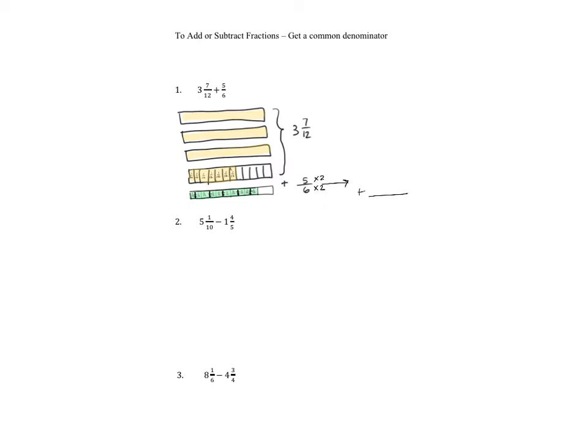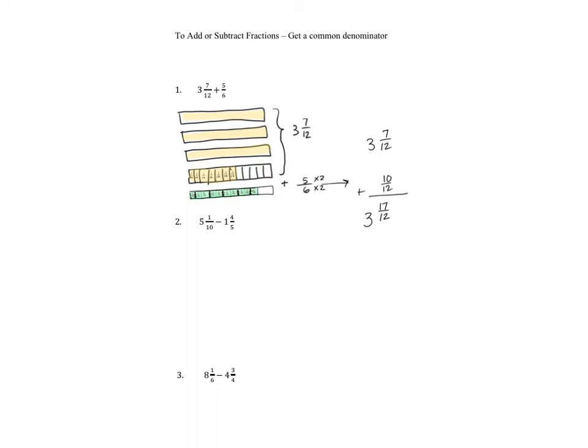So I have to multiply the second fraction by 2 in the numerator and 2 in the denominator. So I would get 10 twelfths, and then I can add my 3 and 7/12. So you just add those up. You've got 3 and 17 twelfths, which is going to be a little bit more than 4.